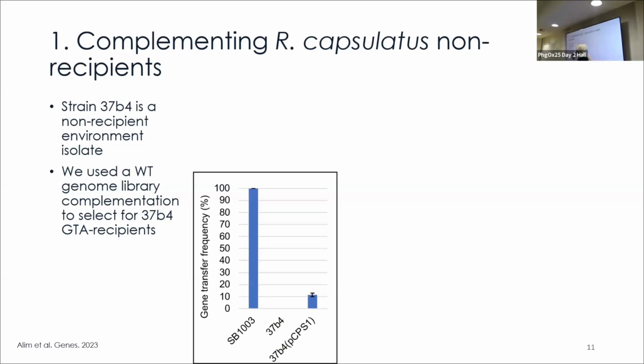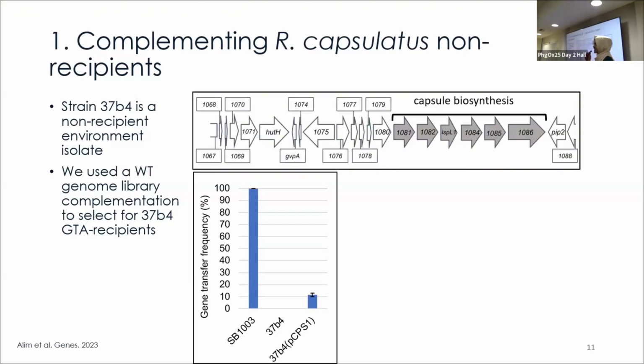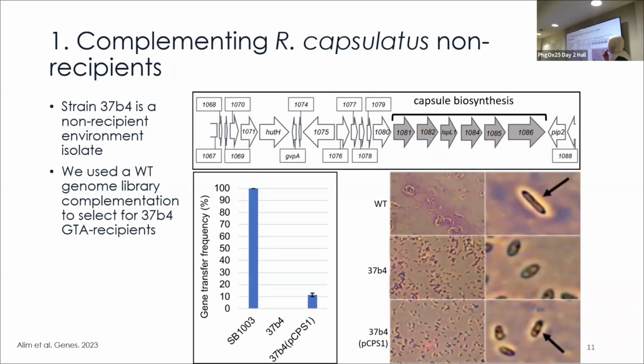So I have the wild type or positive control here. 37B4 has no detectable recipient capability, and the complemented 37B4 does have detectable recipient capability. And when we sequenced the wild-type fragment that complemented it, it was shown to contain this previously discovered capsule biosynthesis gene cluster. So we wanted to look at the capsule at the phenotypic level. So we performed Anthony's capsule stain and some phase contrast microscopy.